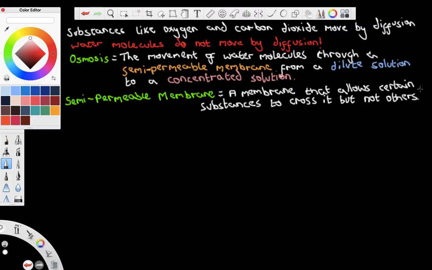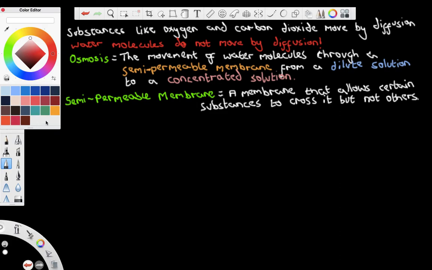Now, essentially, a semi-permeable membrane will usually let water cross it, and it will usually let very small molecules cross it. But it won't let larger molecules cross it, okay? It acts as sort of like a bouncer to a nightclub. A bouncer at a nightclub will let certain people in and not others. The semi-permeable membrane is kind of like that. It's selective in what it allows to cross the membrane.